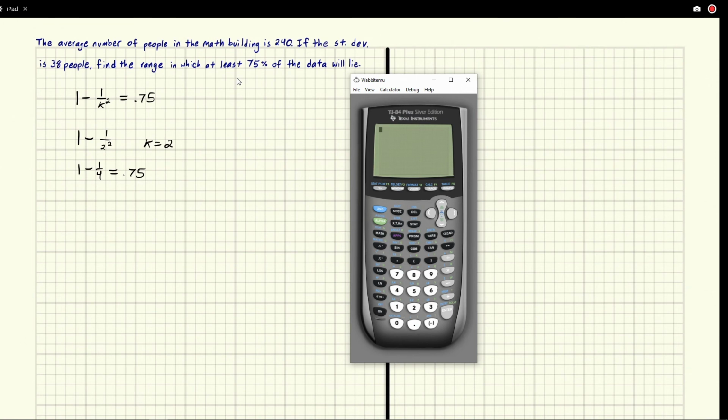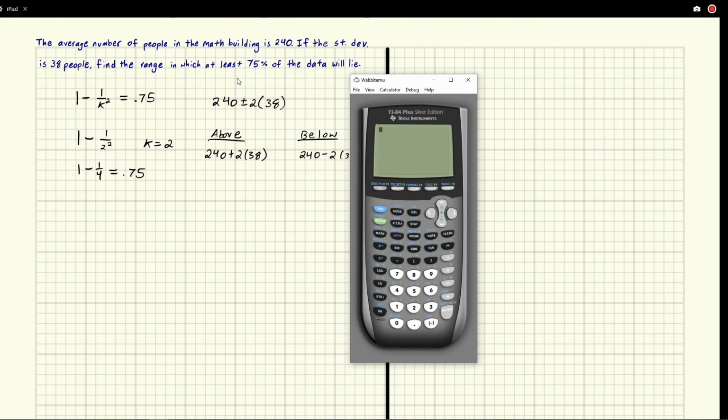We're told the mean here. We're told that it's 240. So if we start at 240 and we go plus or minus 2 standard deviations, so our standard deviation is 38, we will have the range above, which is for the plus, and below, which is for the minus. So the range above, I'll write them out separately here because I know some of you don't like the plus minus notation. 2 times 38, and we'll do below, which is going to be our average minus 2 times 38.